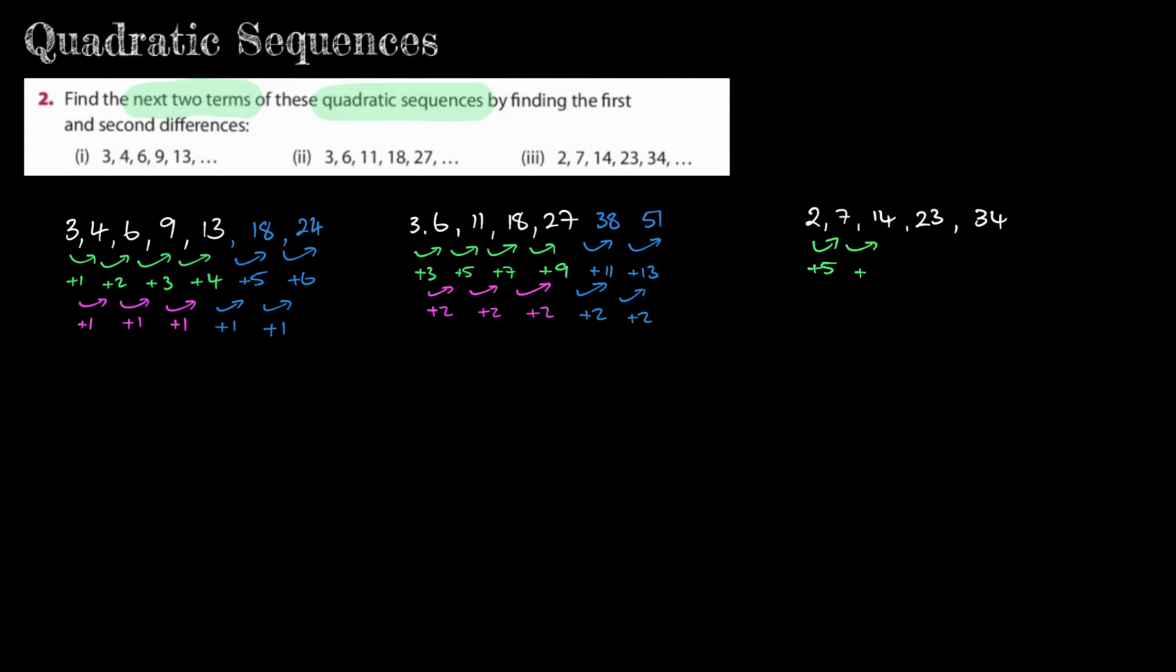Here I added 7. Here I added 9. And here I added 11. Okay? So that's my first difference. I now need to look at the second difference. So I'm trying to develop an understanding of how this is going to generate.